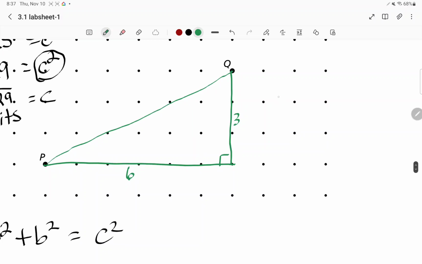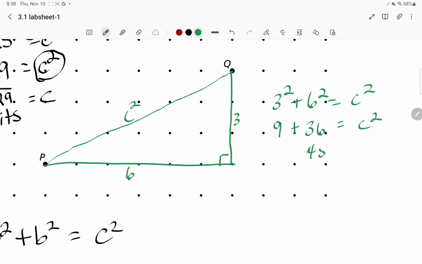We know that when we take the area of one side, which is 3 squared, plus the area of the square of the other side, which is 6 squared, it equals the area of our hypotenuse squared, and that is c squared. So that would be 9 plus 36 is equal to c squared. 9 plus 36 is 46 minus 1, which is 45.